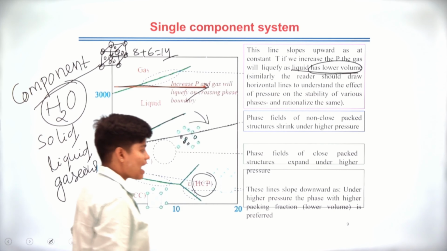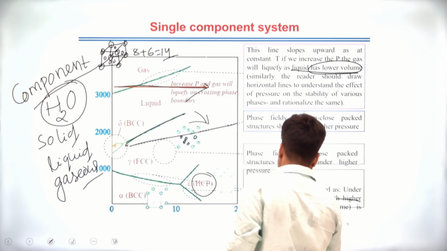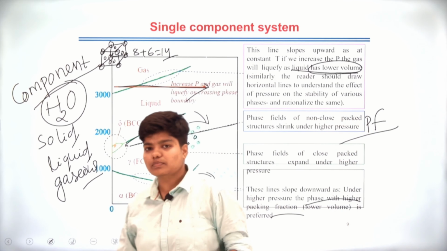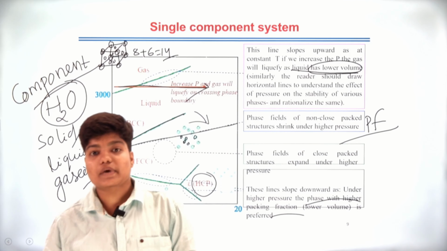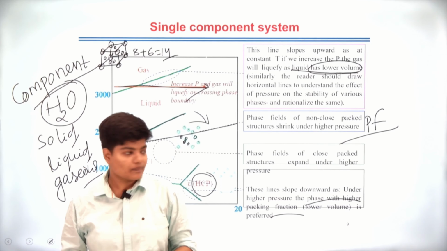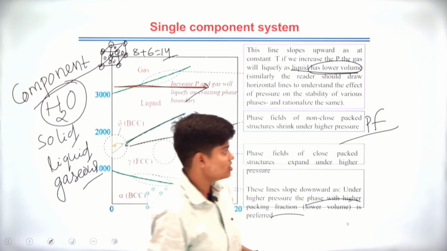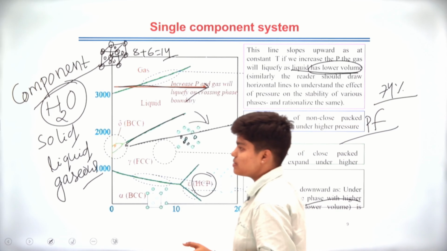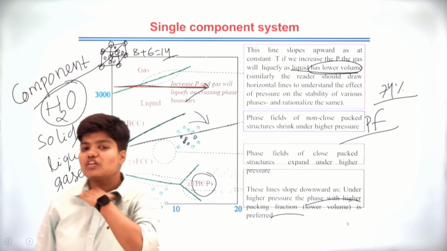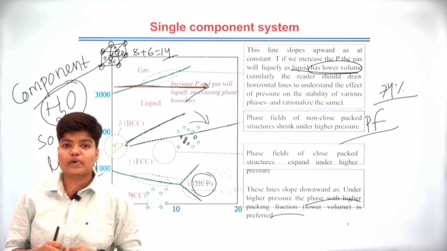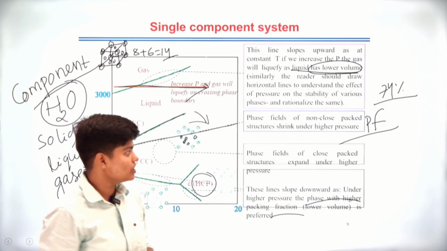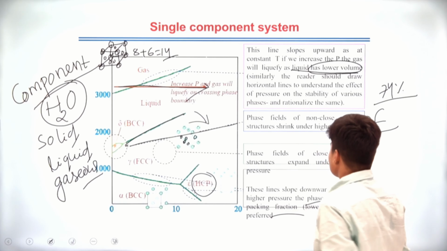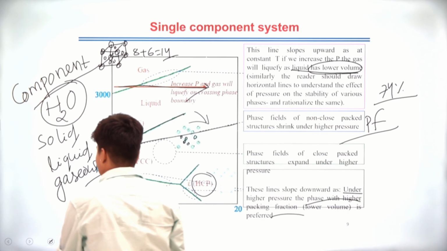Why? Because it has a higher packing fraction. What is the packing fraction, or packing fraction efficiency? In the solid state, packing fraction means the volume occupied by the lattice points in a given system. In the HCP structure, the packing fraction is high, about 74%. In FCC or HCP, the packing fraction is more because the space occupied by the lattice points is high. So the slope here will be in the downward direction because the packing fraction is high.